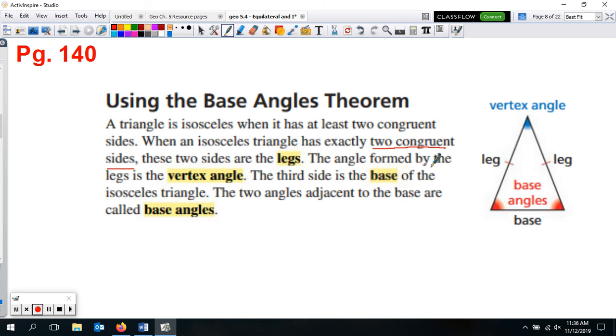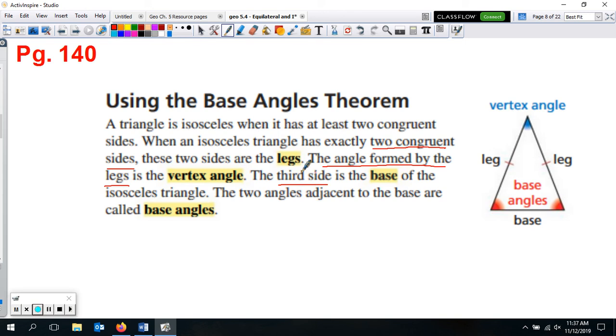It says the angle formed by the legs is the vertex angle. And so that's up here, you can see, in the blue. So the vertex angle is the angle formed by the legs of this isosceles triangle. And then as far as the base, what is the base? The base is the 3rd side. So these 2 are the legs, and then the base is the 3rd side of an isosceles triangle.